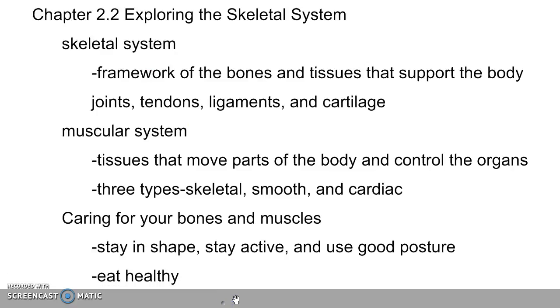Eat healthy. Obviously this is kind of a no-brainer if you want to stay in shape and stay active. You need foods that are good for you, things that fulfill what you need. Your muscles need protein, your bones need minerals, so you need to eat a variety of foods to fill these things. Today's conversation was pretty short, but I would highly suggest you take some time and read it.